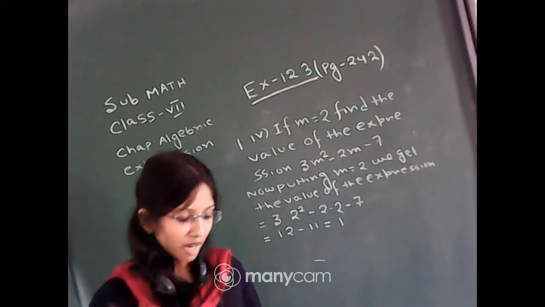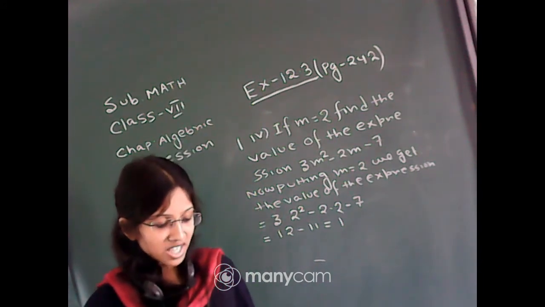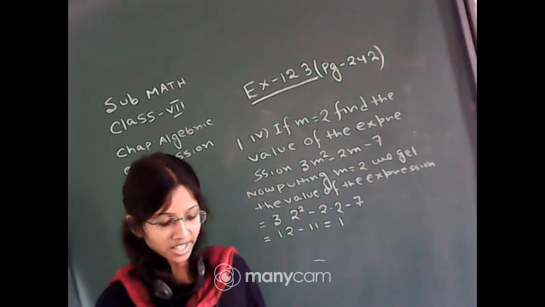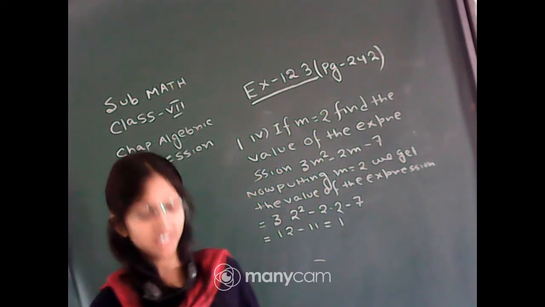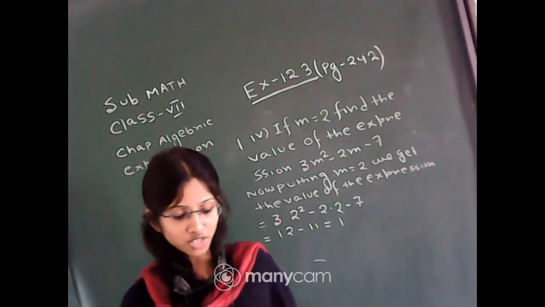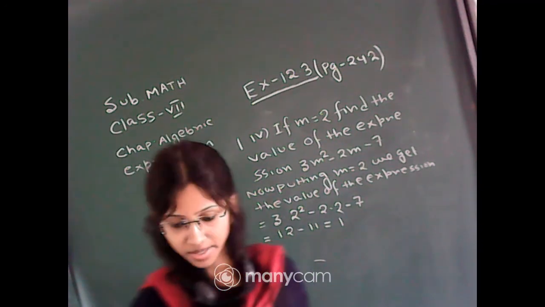Next question number 2. If p is equal to minus 2, then find the value of the expression minus 3p square plus 4p plus 7.